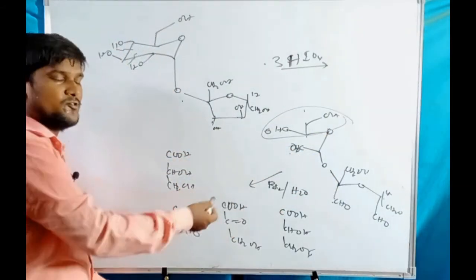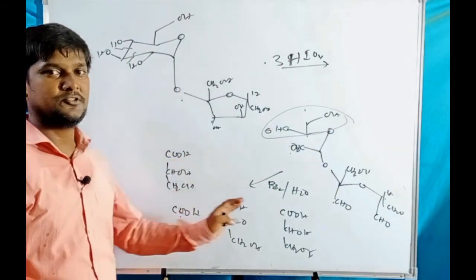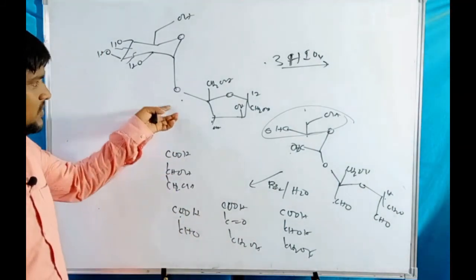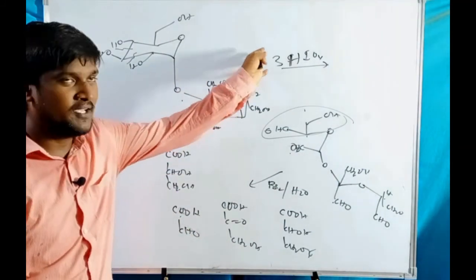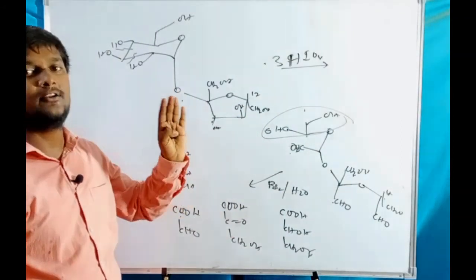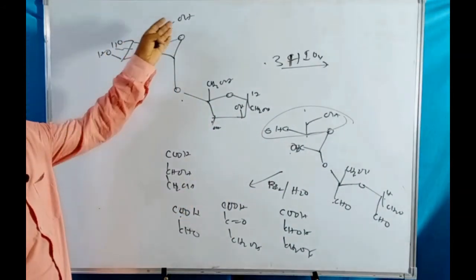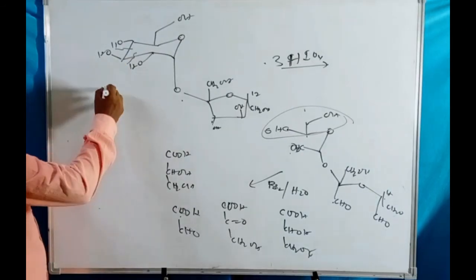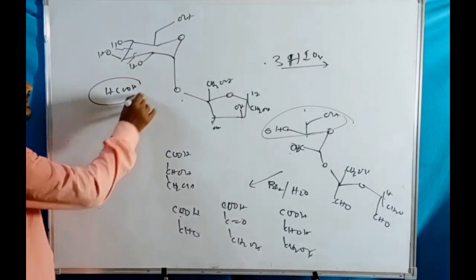Again, further it undergoes the bromine water reaction. It produces these four byproducts. Now here it consumes 3 moles of HIO4. So 1 mole is consumed at the 5-membered ring and 2 moles are consumed at the 6-membered ring. In the 6-membered ring, it produces 1 mole of formic acid. This is the major thing.